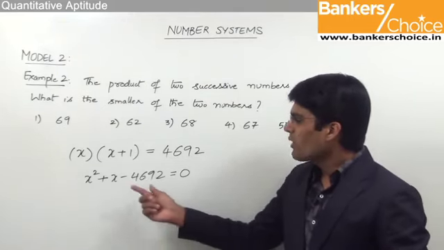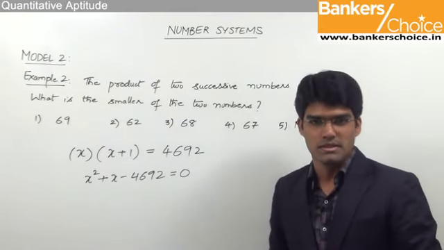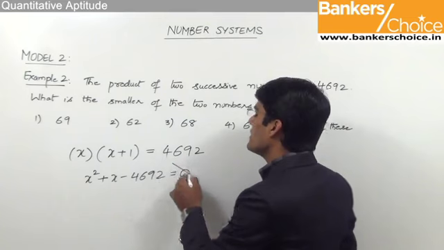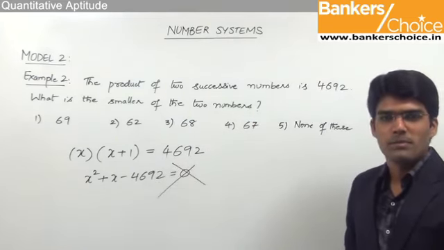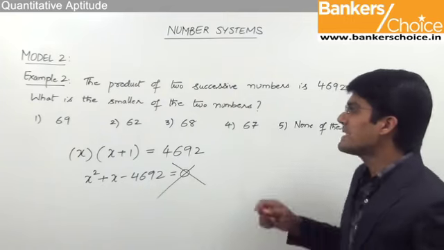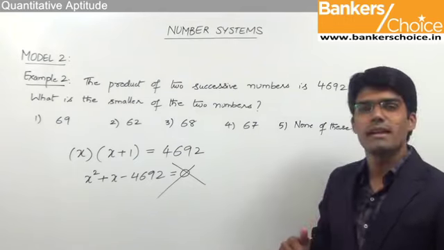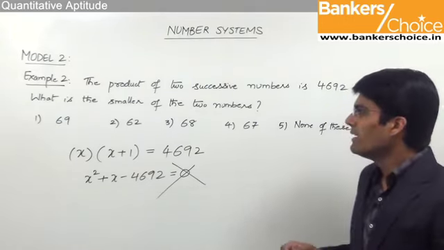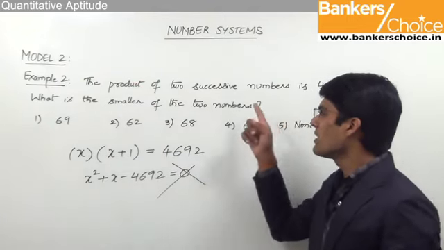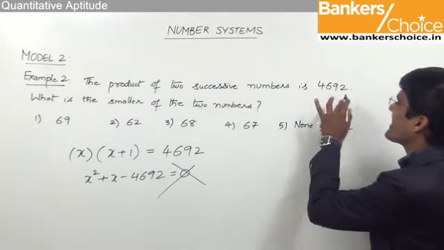But friends, solving this quadratic equation is not an easy task, and that becomes a lengthy procedure. So let us understand how we can solve the question without solving the quadratic equation. To find out the smaller number of this question, let us eliminate the wrong options from the given options here. The question here is, what is the smaller of the 2 numbers? And if you look at the product here, it is 4692.